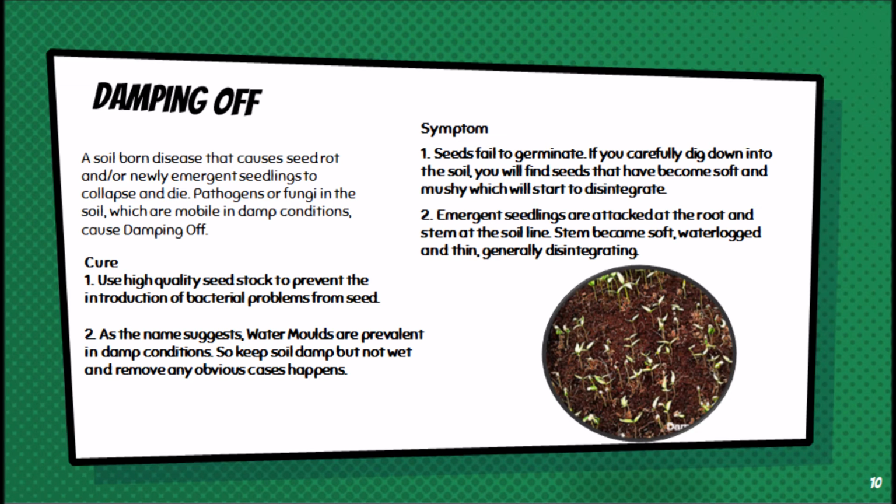Damping off is a soil-borne disease that causes seed rot and causes newly emerged seedlings to collapse and die. Pathogens or fungi in the soil, which are mobile in damp conditions, cause damping off. The symptom of this disease is that the seeds fail to germinate. If you carefully dig down into the soil, you will find the seeds have become soft and mushy, and will start to disintegrate. Emergent seedlings are attacked by rot at the stem at the soil line. The stem becomes soft, waterlogged, and thin, generally disintegrating.